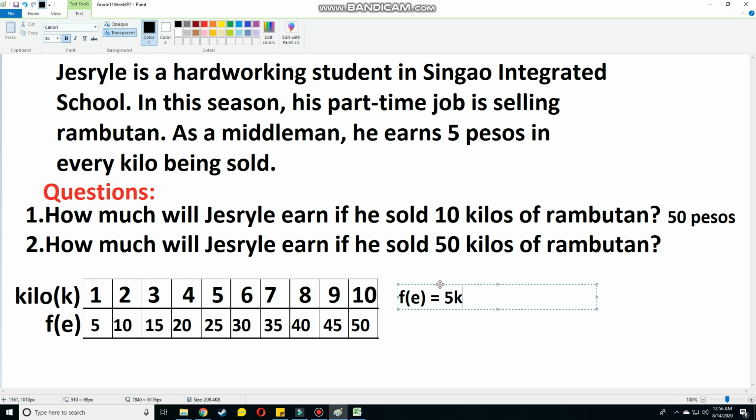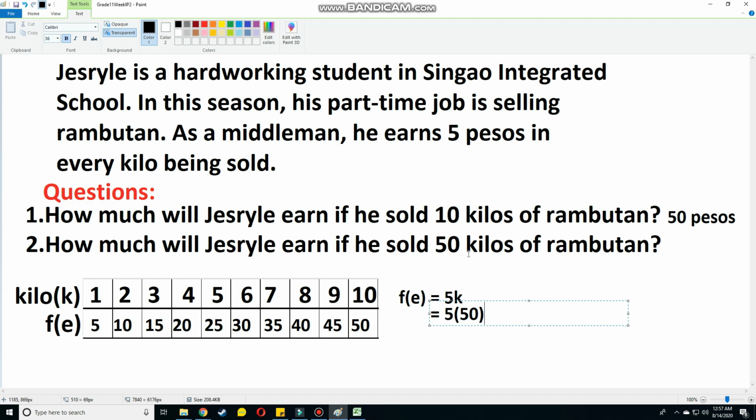So therefore, this is now our function. F of E is equal to 5K. This is now our function based on our table. And now let us answer the question, how much will Jasril earn if he sold 50 kilos of rambutan? So let's use the function 5K, and let's substitute. K refers to the number of kilos, right? And the second question is asking about 50 kilos of rambutan. So let's have it 50.